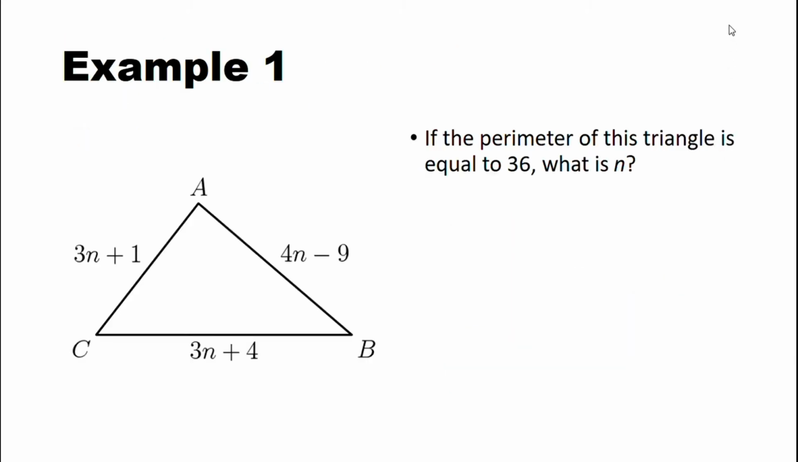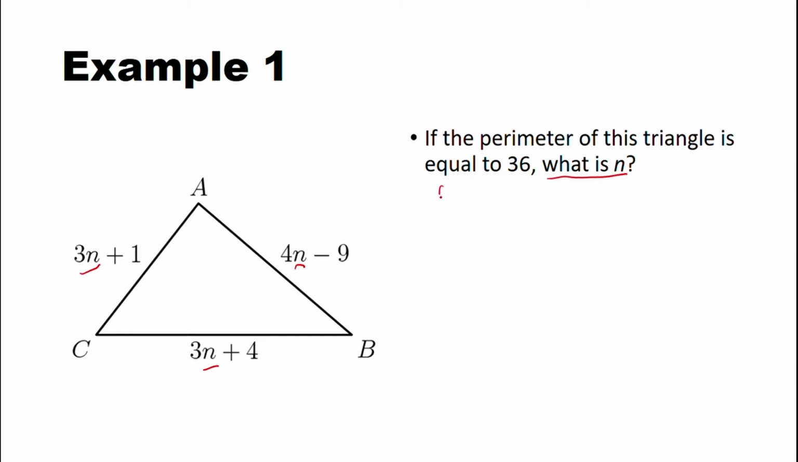So for this problem, let's look at how we can use algebra perhaps in a different way, not just thinking about formulas, but what if we have a value of a side represented with a variable? You can see here we've got n on all of our sides, which means that's the same number. So this is the same number for each side, and we need to figure out what is n. So the question: if the perimeter of this triangle is equal to 36, what is n?